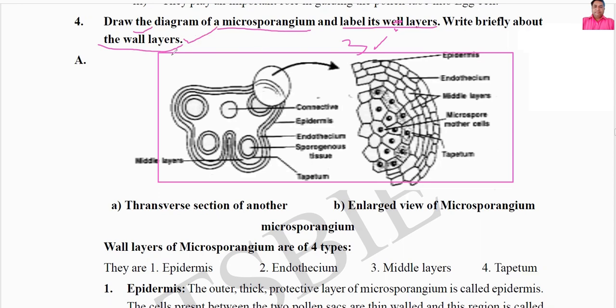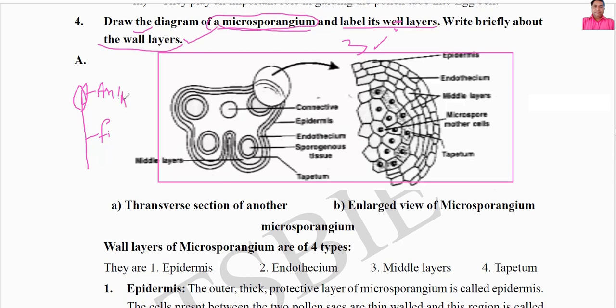So the wall layers of the microsporangium. When you take the male parts of the flower, the stamen, the stamen generally consists of 2 parts. The stalk part is called the filament. The swollen part is called the anther.